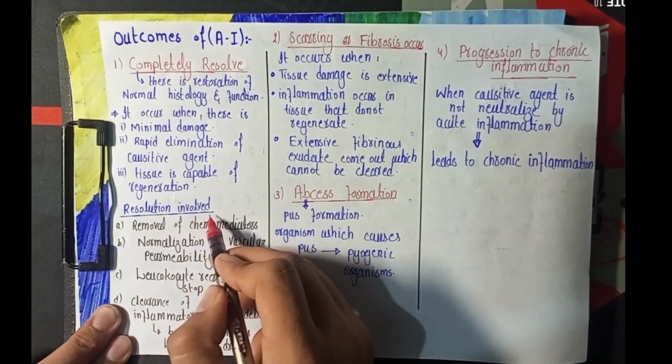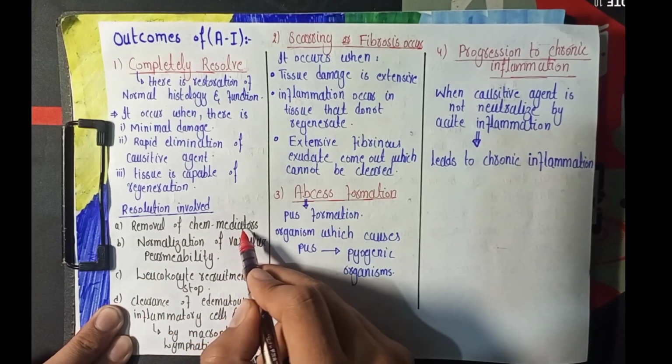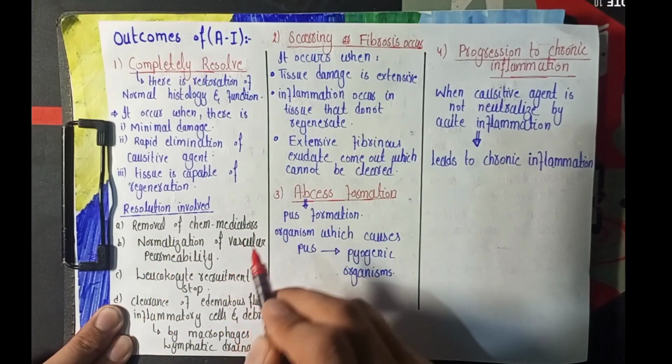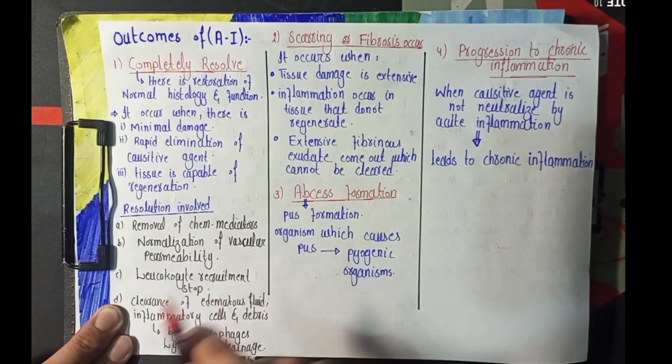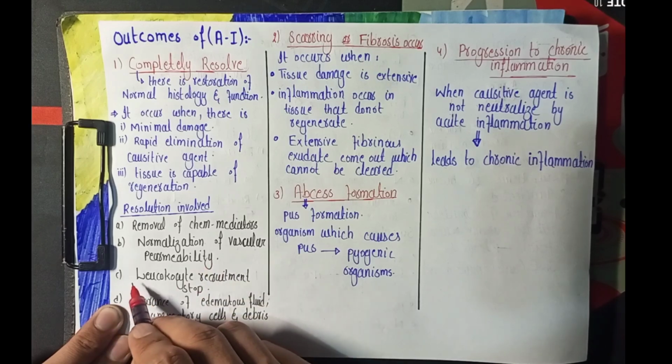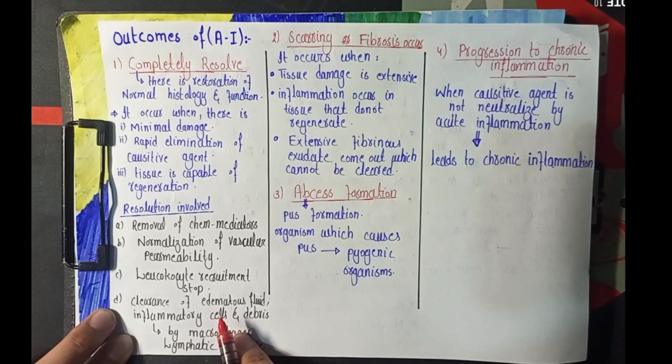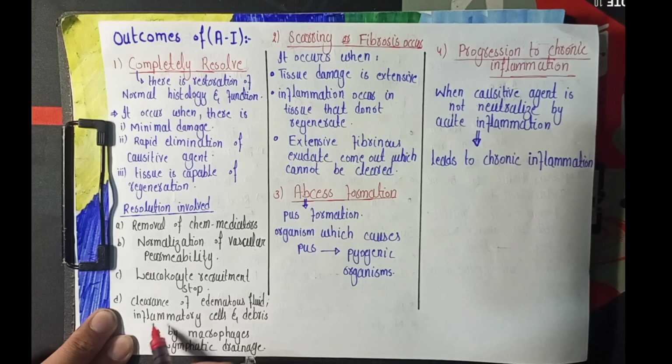The process of resolution involves removal of the chemical mediators from the site of inflammation, normalization of vascular permeability, and stopping of leukocyte recruitment. There is clearance of the edematous fluid, inflammatory cells, and debris by macrophages through phagocytosis, and drainage to the lymphatic system.